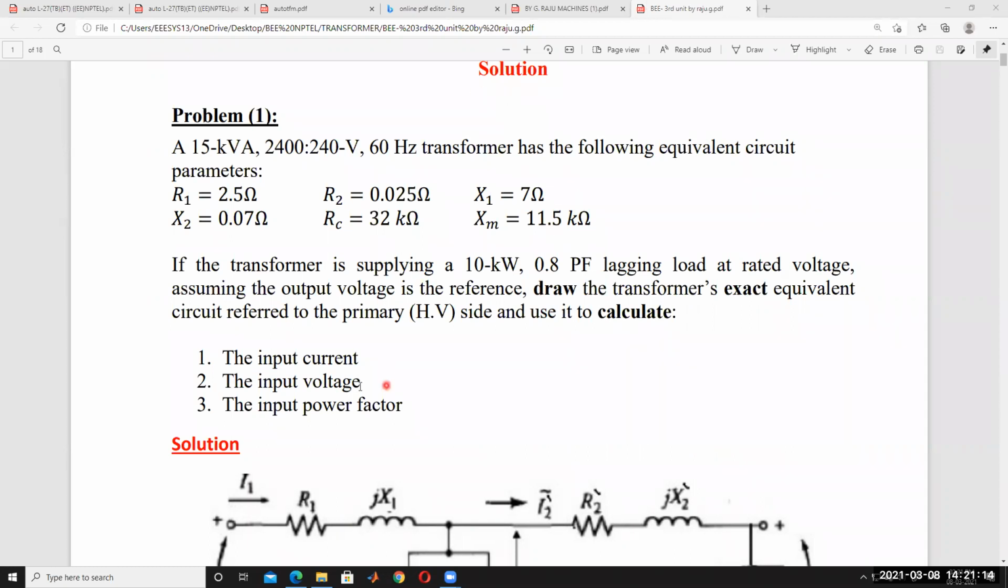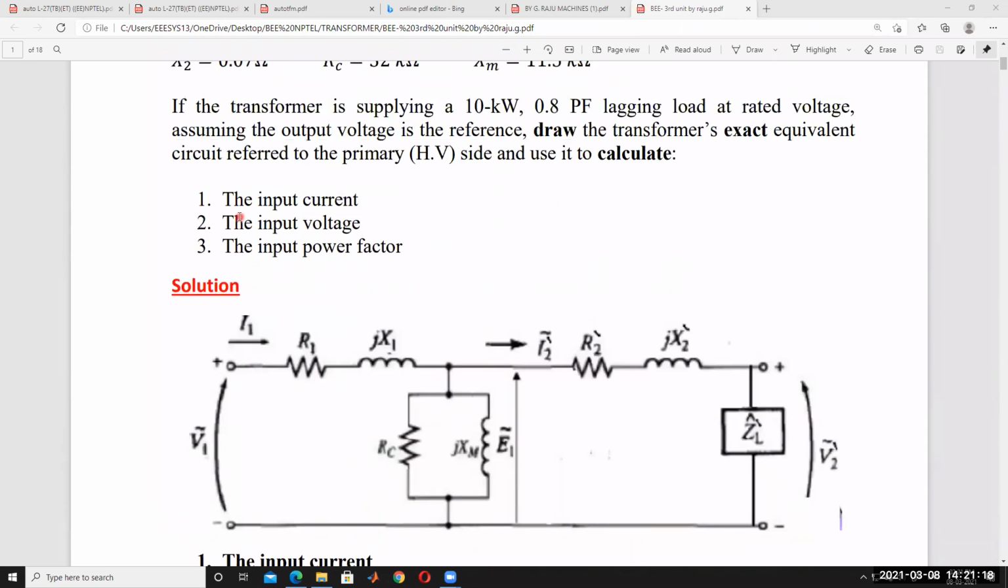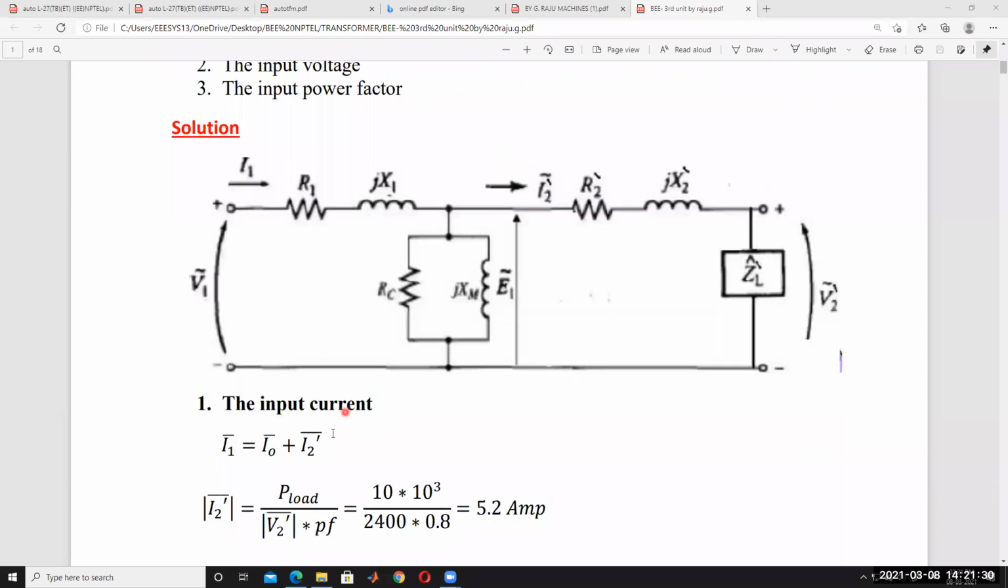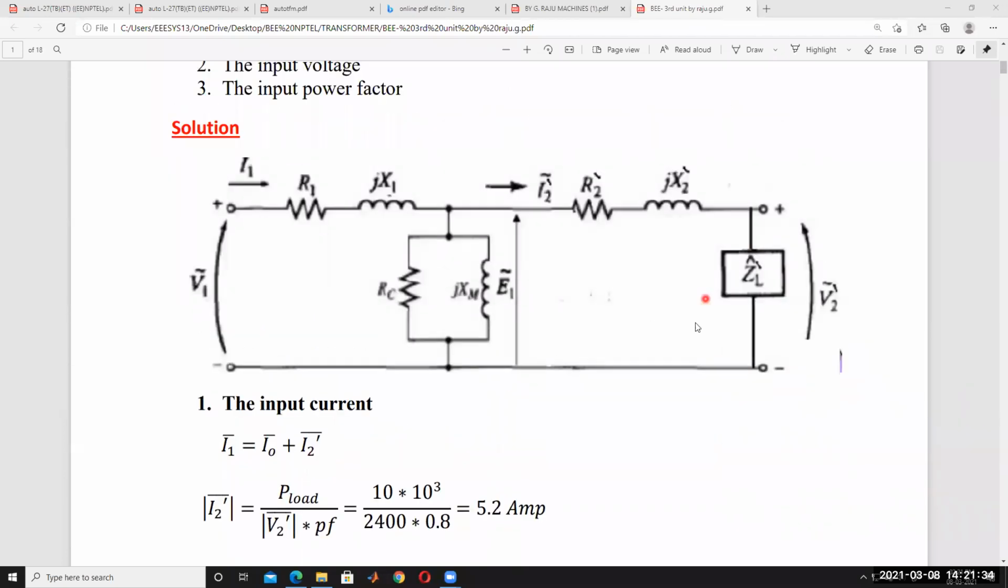Understood? Then how to find the primary current, the input current? This is the input current I1. I1 is the current I0 plus I2 dash. So how to find I2 dash? By using power equals VI cos phi. You know well, power is equal to VI cos phi.